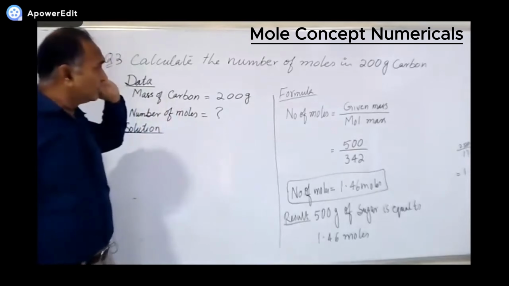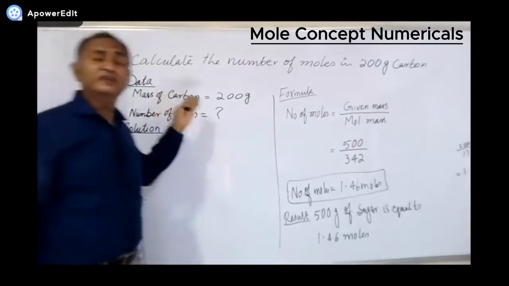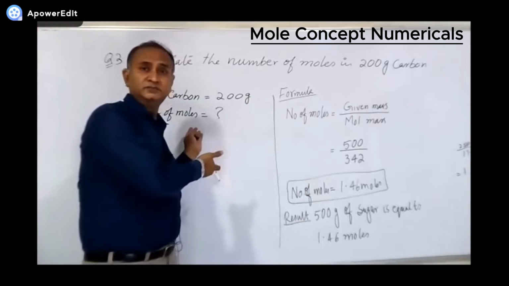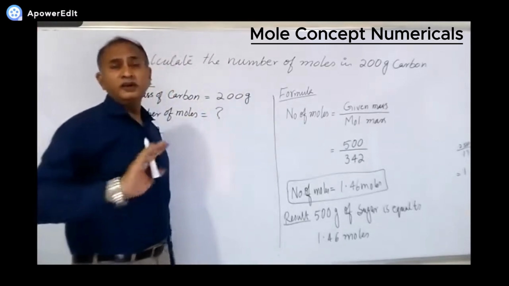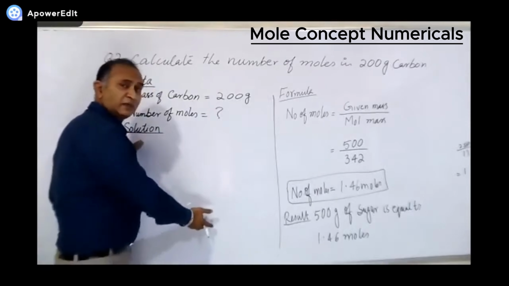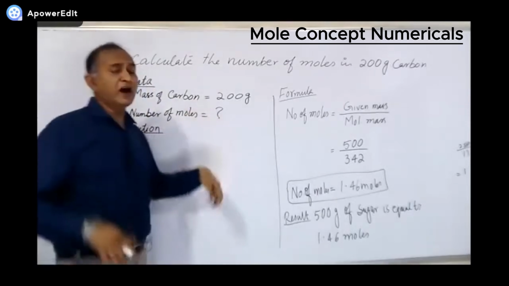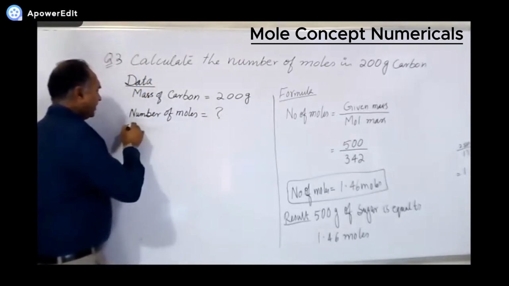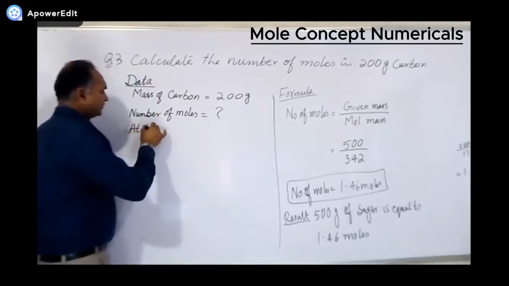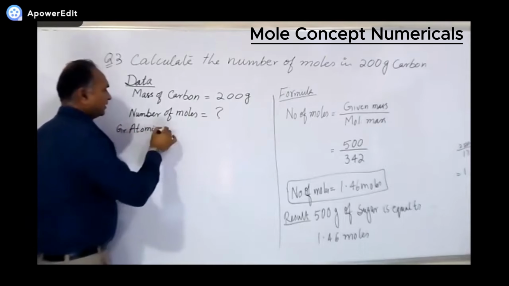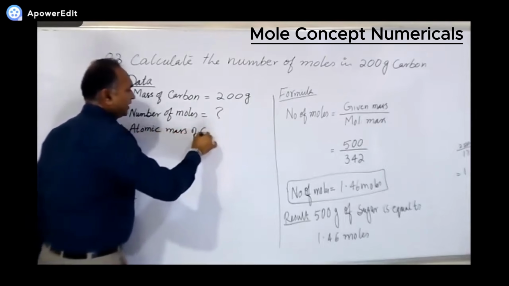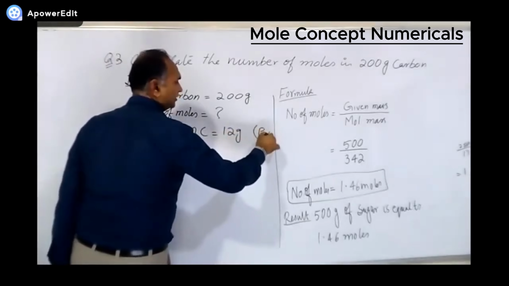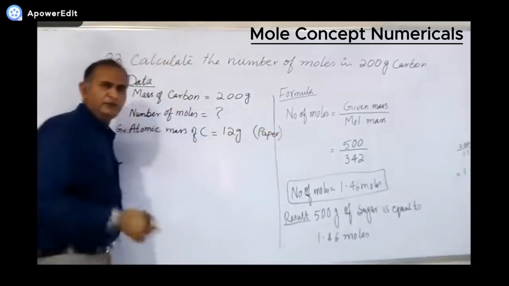And what is the difference here? Carbon. Carbon is not a compound. It itself is an atom. So there is no need to show this step. Means the atomic mass of carbon will be given to us. So we can also write it in the data that the gram atomic mass of carbon is given to you. Where can you find it? At the end of the paper. Means it is given to you.